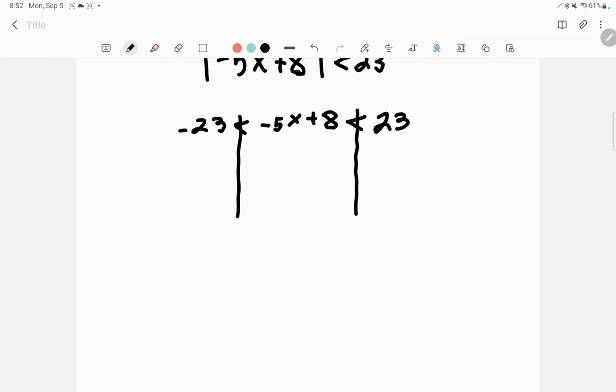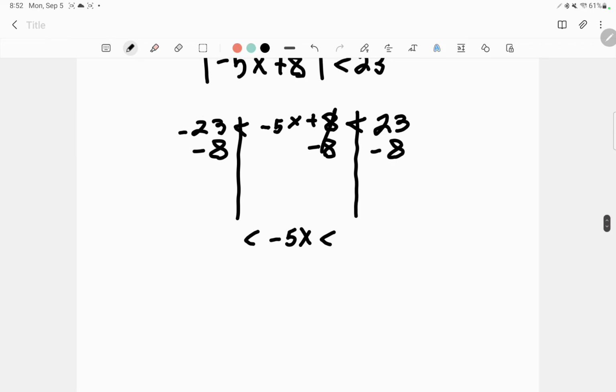You're going to notice I'm going to be working on both sides first. Okay, so negative 8, negative 8. All right, my 8s on the inside cancel out, and I end up with negative 5x is less than, and it's less than over here. Now, if my signs are different, because I'm going to work on this side first, I have 23 minus 8, which is going to be what? 15, correct? If I'm doing my math correctly, yes.